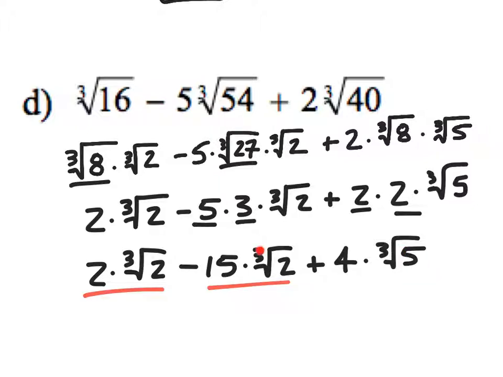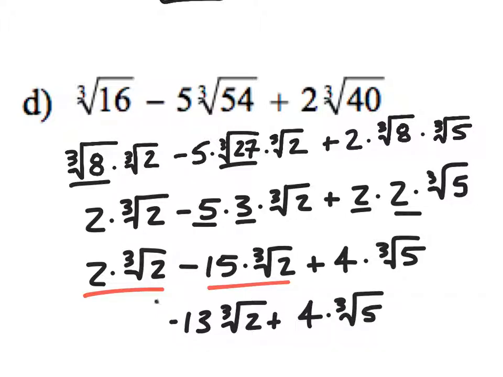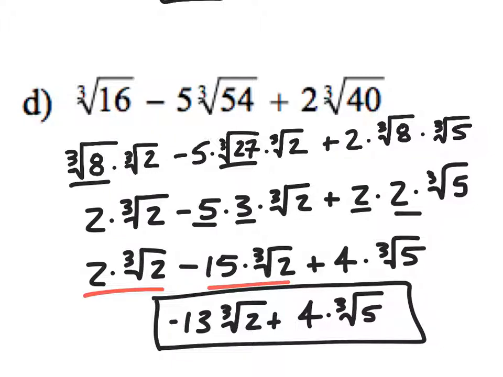Okay, because this is the cube root of 2, this is the cube root of 5. What's underneath the radical is different. Okay, so let's do this. Let's do 2 minus 15, which gives me negative 13 cube root of 2 plus 4 times the cube root of 5. Guys, we're going to leave it like that. That is done. We cannot combine that any further. Okay, and that's what we've got.